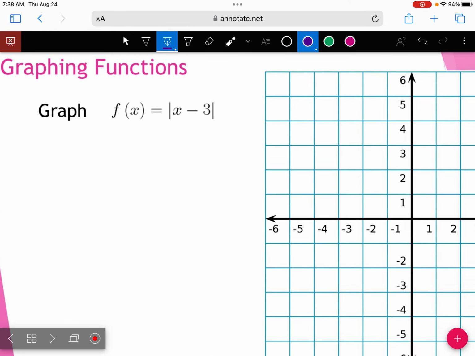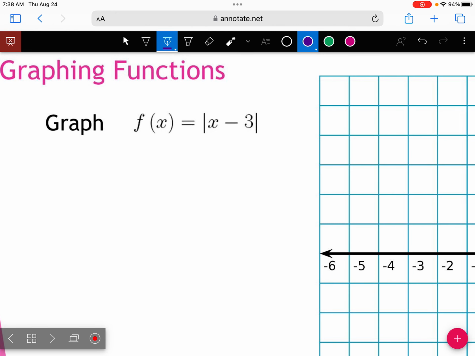So we're going to think about our transformation form: a, x minus h, plus k. So what do we have here? What transformation's going on? Do we have an A? No. Do we have an H? Yes. What is our H value? 3. Do we have a K? No. So we have an H of 3. What does that tell us? It's going to move right 3.